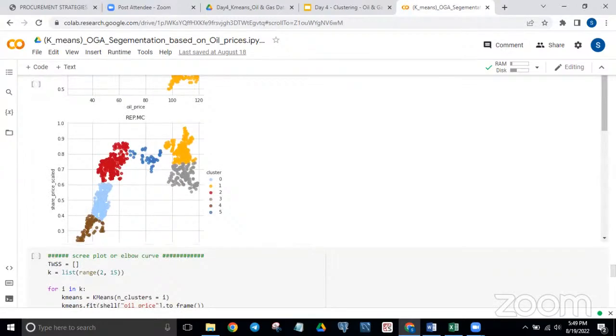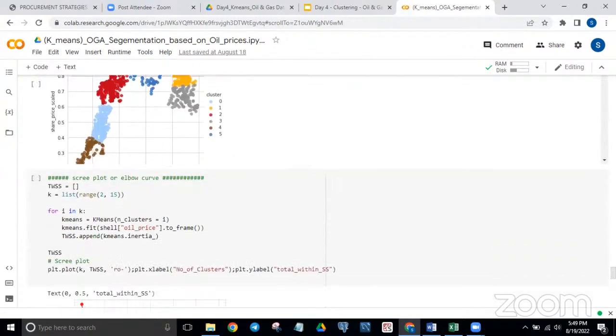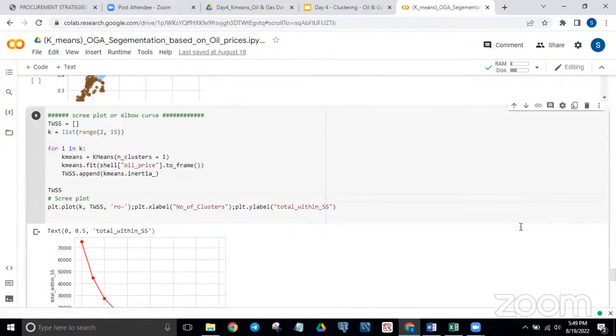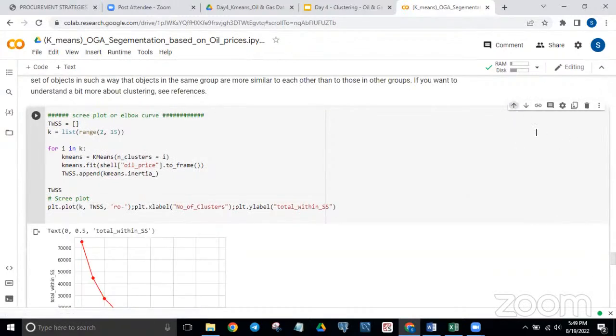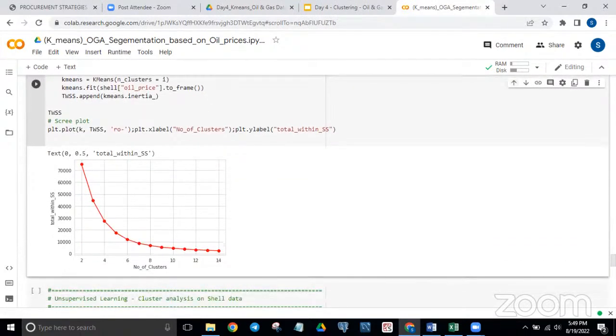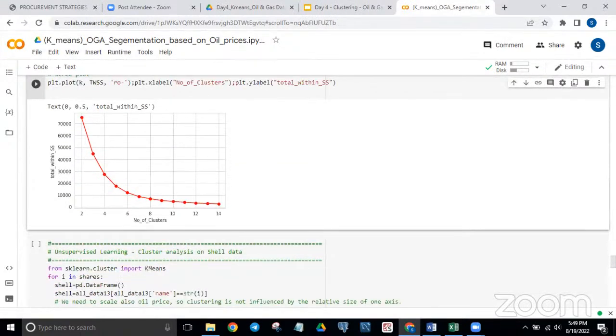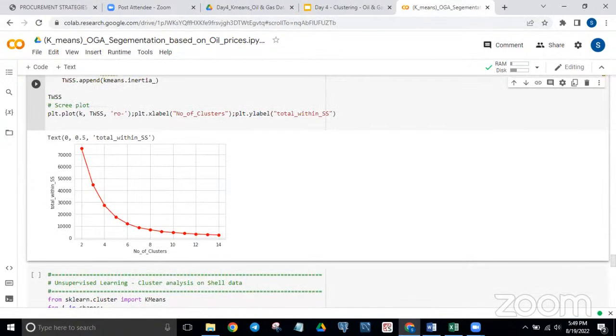So that we can find out. So we can notice how we have taken this. I have used the scree plot here. Based on the scree plot, I have selected 6 clusters, right? So we can see I have selected 6 clusters.